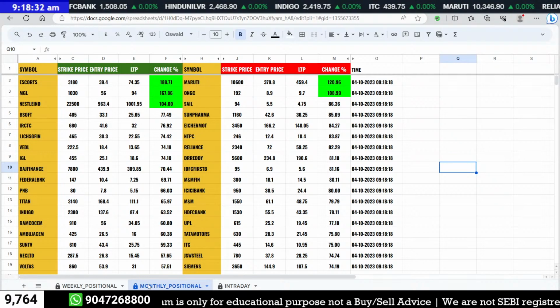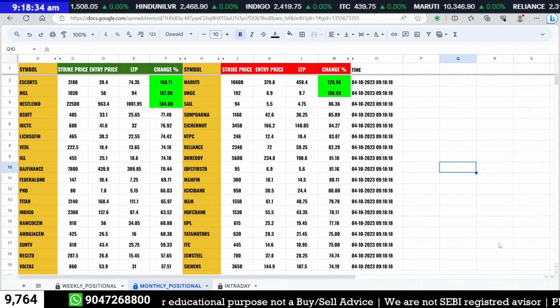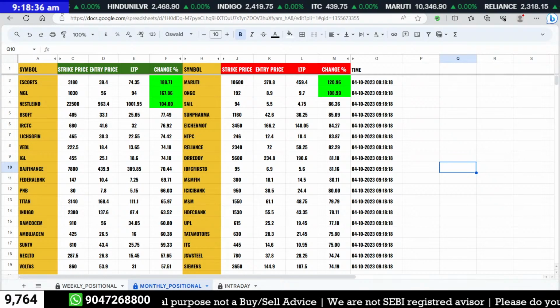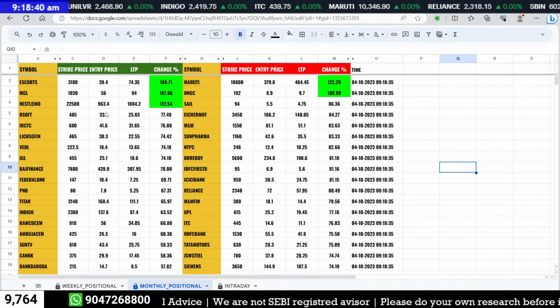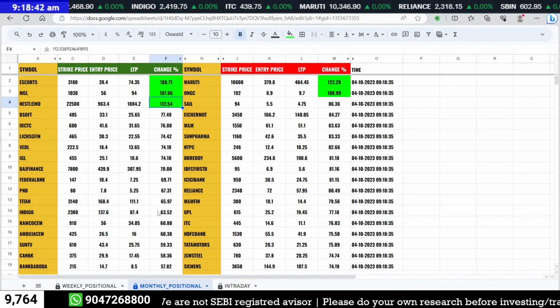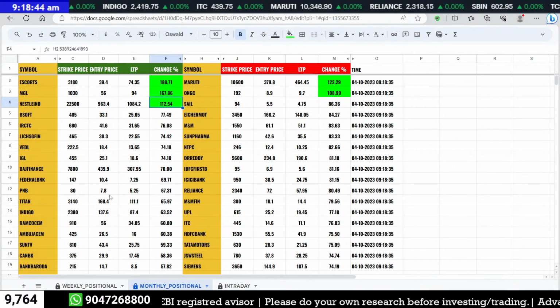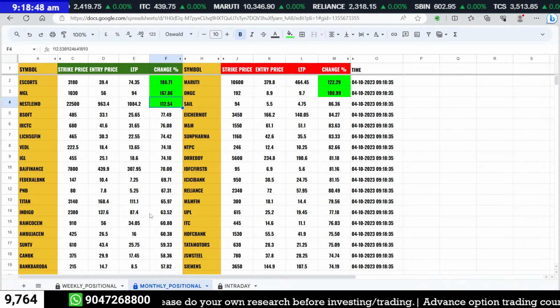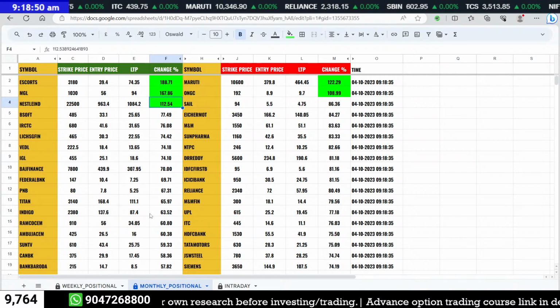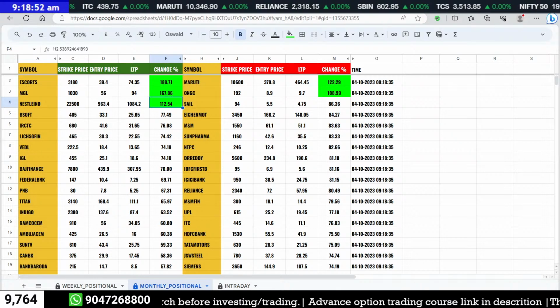Maruti is still moving higher, but don't want to take a high risk. Our entry point is 379, and now it is a gap up, so simply avoid this. One more call option is Nestle, but overall market is negative, so don't want to focus on call sides. Put side we can track. If any opportunity is present, we can go for a put side.